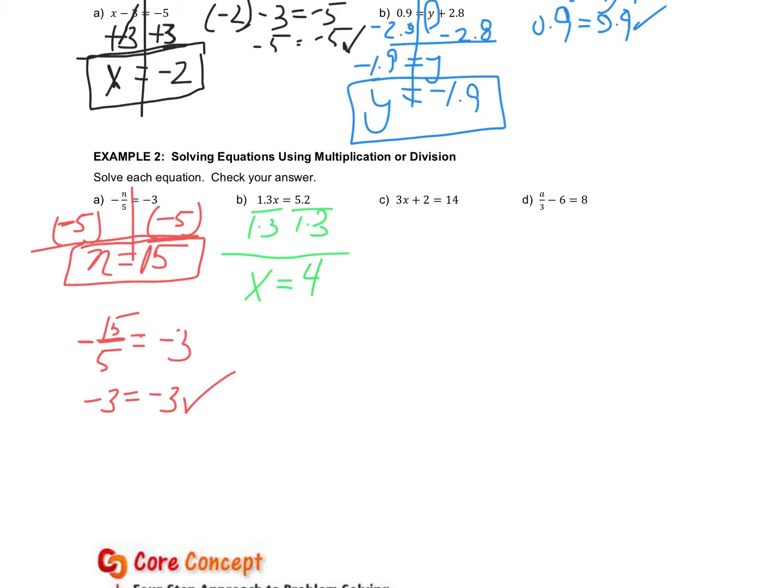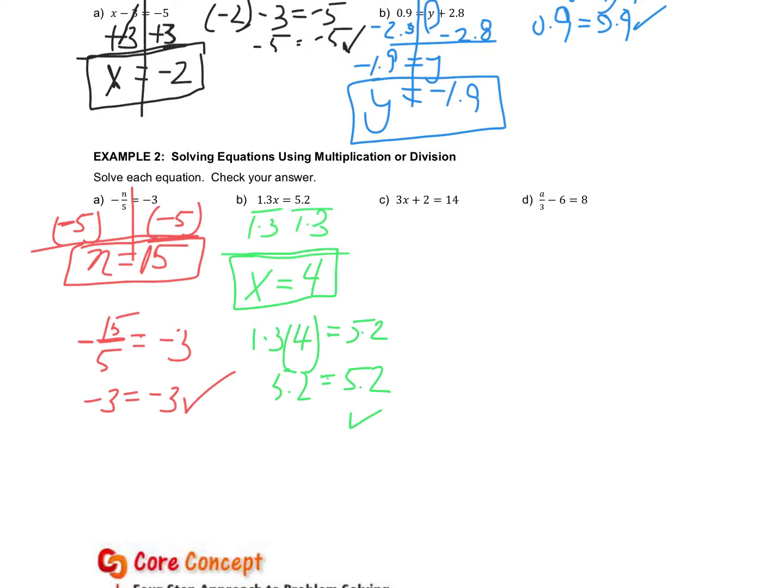So again, to show my check, I take the x out of 1.3x and replace it with the 4 that we think is the answer, and see if, when 4 goes in, these two expressions equal each other. I get 5.2 equals 5.2, so that works. My answer is x equals 4.